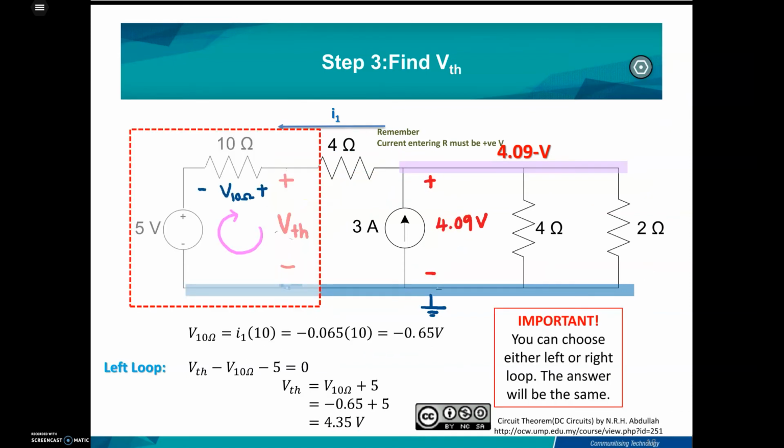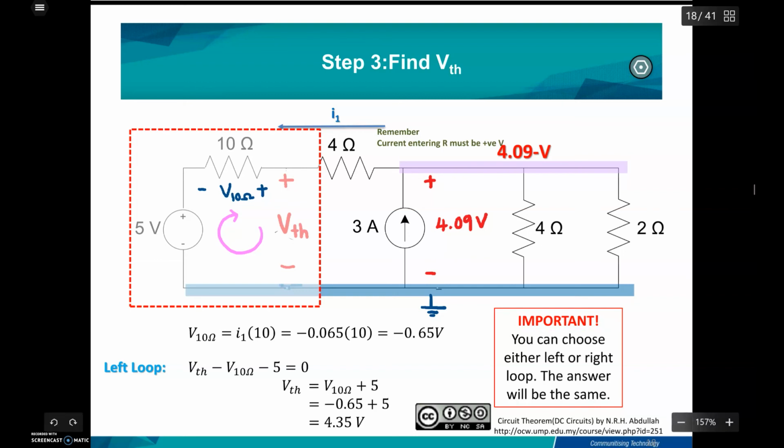This is the solution if you are trying to find the Thevenin using the left loop here. You need to find the V 10 ohm here, because by using the KVL, you can see that the V Thevenin plus V Thevenin minus 5, and then minus V 10 ohm. And then after you determine each of the values which are here, put that into the KVL equation, and then you can get the answer for the V Thevenin as 4.35, which is the same as the previous slide.